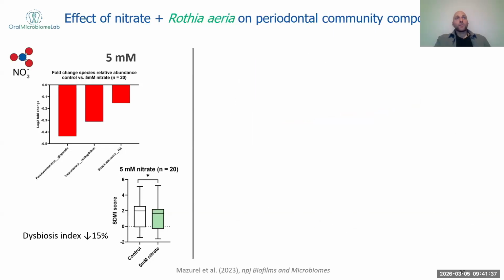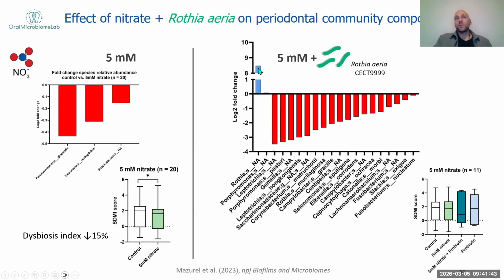And now let's have a look at what happens when we add Rothia aeria to the low nitrate concentration. So there's a big increase of an unclassified Rothia species, and we know that that is Rothia aeria because we are adding this. And then there are two types of bacteria that are mainly decreasing. The first one are periodontitis-associated bacteria, like Fusobacterium species and Selenomonas. And additionally, in this case, other nitrate-reducing bacteria like Rothia mucilaginosa are also decreasing. And that's probably because when you add a lot of a certain type of bacteria, similar bacteria will be competing for nutrients and growth niches.